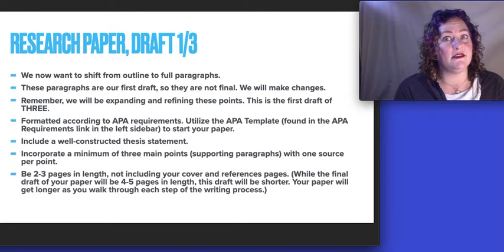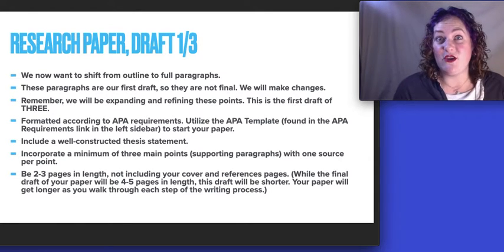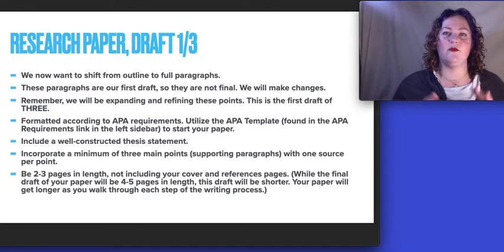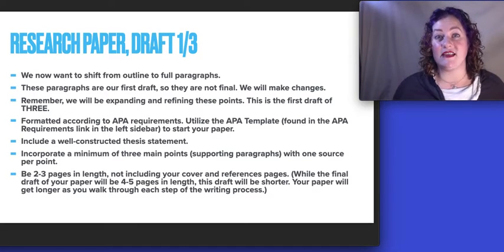This is our first draft. This is 1 out of 3. Generally you've just been writing one draft and then you turn that in. So what we're doing here is we're saying, let's put the brakes on. Let's slow down this process. Let's do it week 1, 2, 3, 4.